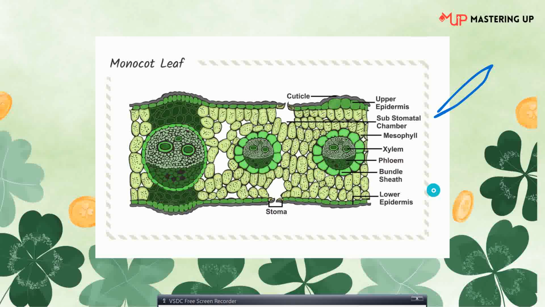So the bundle sheath cells are present, and then coming back we have the lower epidermis, and as I already told you, this lower epidermis is called the abaxial epidermis. Okay, and now we have stomata, and the space beneath the stomata is called a substomatal chamber. Then we have the air cavities between the cells of the leaf.